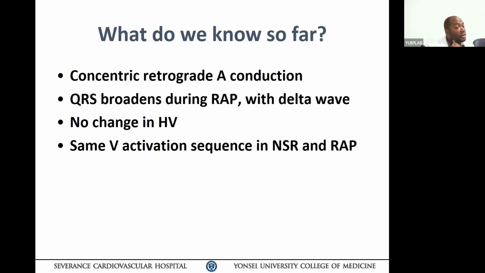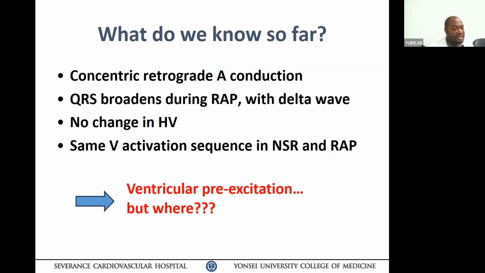So far, what do we know? We know that this patient has concentric retrograde atrial conduction, and the QRS broadens during RA pacing, rapid atrial pacing with broadening, with what we thought was the delta wave, and there was no change in the HV interval. And there was also no change in the V activation sequence in sinus rhythm and during the RA pacing. So at this point, we identified that there is some ventricular pre-excitation, but we still had not figured out exactly where this pre-excitation is likely to be occurring.